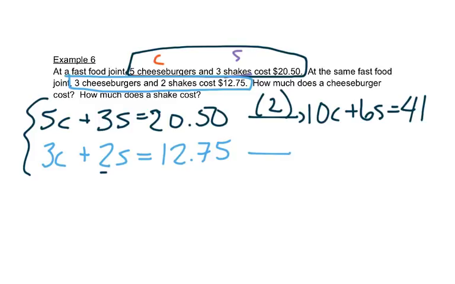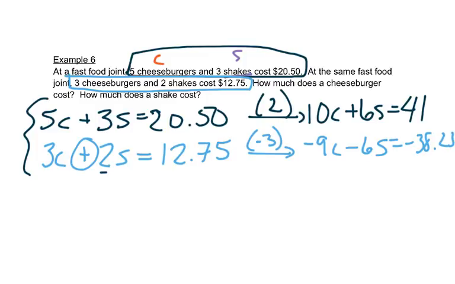In the bottom equation, I would need to multiply by 3, but I need to have a negative sign here so the signs are opposite. So I would need to use a negative 3. So negative 3 times 3 is a negative 9C. Negative 3 times 2 is a negative 6S. And negative 3 times 12.75 is negative 38.25.